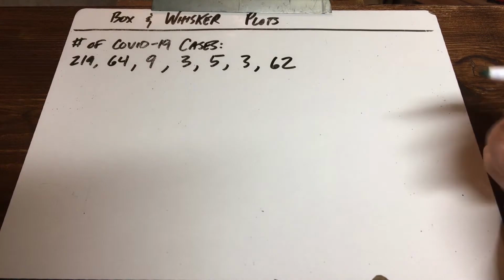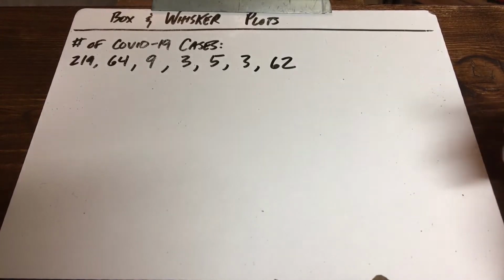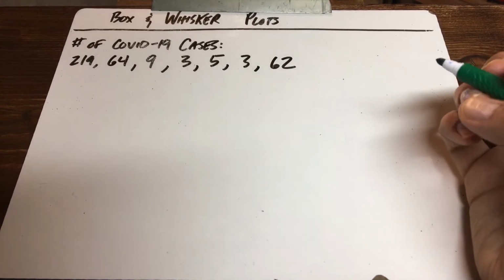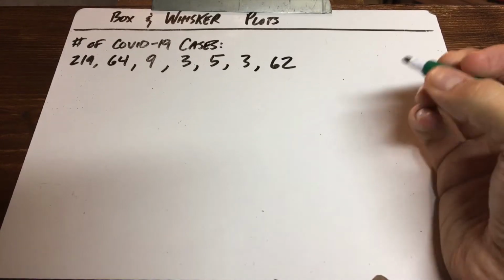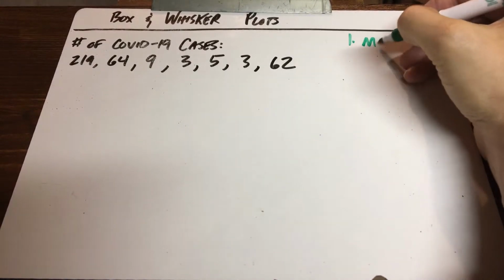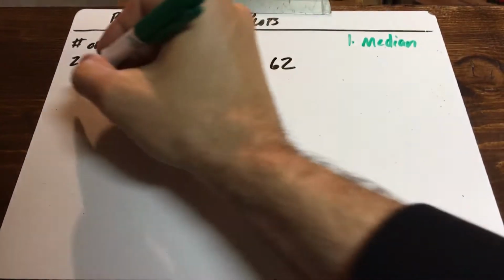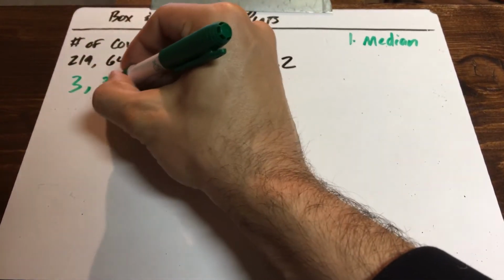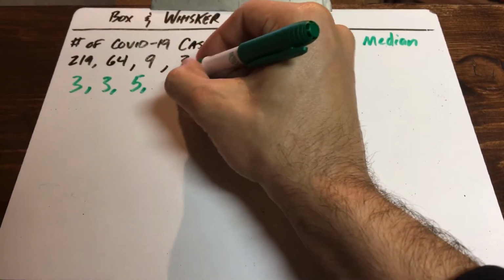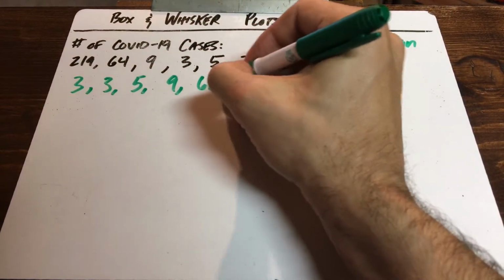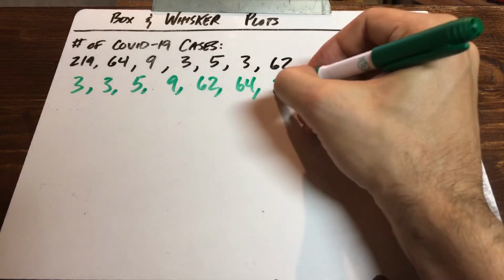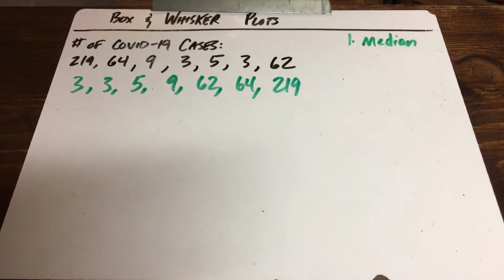Okay, how do you do this? How do you create a box and whisker plot? Well, first of all, you need to put the numbers in order because we need to do the median. So step 1, we've got to find the median, right? The median, we've done a lot throughout middle school. Put the numbers in order from least to greatest. 62, 64, 219.